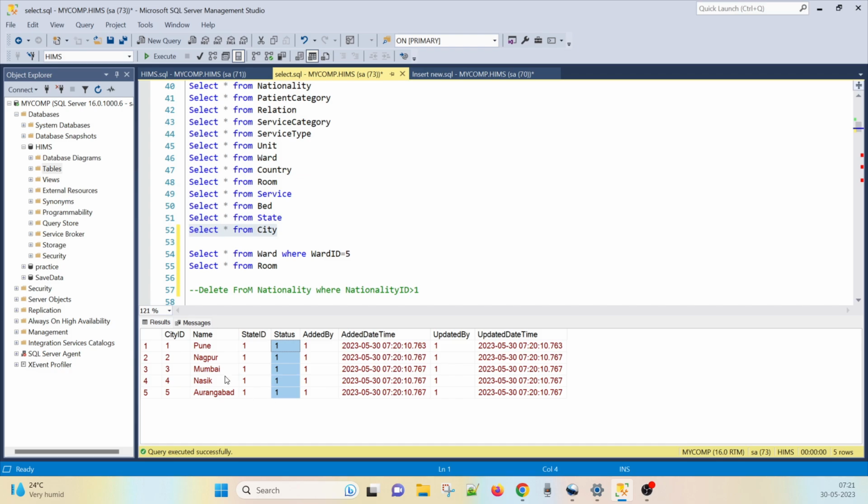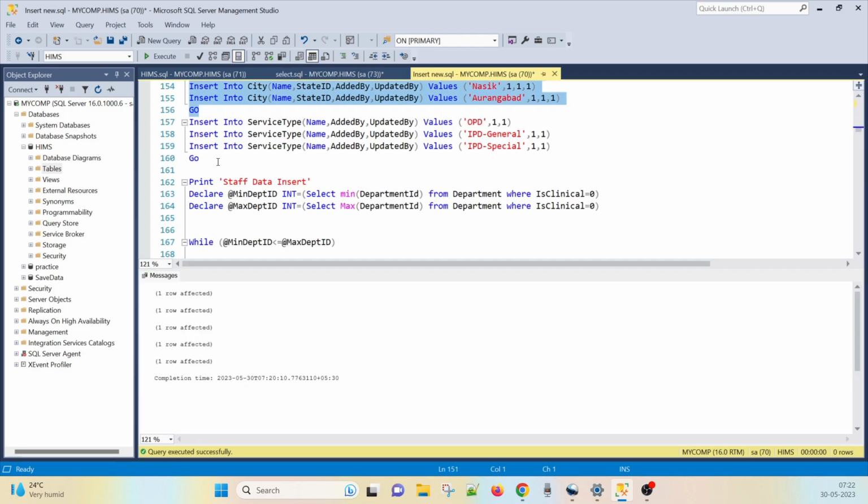And status means, suppose in future that records need to be deleted. So what I will do, I will not delete the record from the table. It is nothing but a soft delete. So we have to make the status 0 instead of 1. And in the select query, you have to select only those records having status as 1. So in the result set, the fifth city is not appeared, correct?